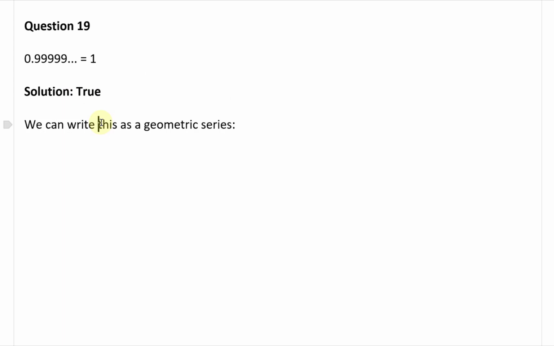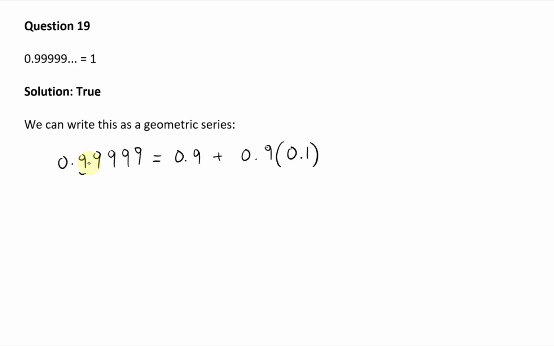So we can write this as a geometric series. So let's take a look at this. We get 0.99999, and I'll write this as 0.9. Then plus, take the same number here, 0.9, and now we're going to multiply this by 0.1 to the power of 1. We'll just leave it at 0.1. So 0.1 times 0.9 is the same as dividing by 10. So this equals 0.9 divided by 10, which equals 0.09.